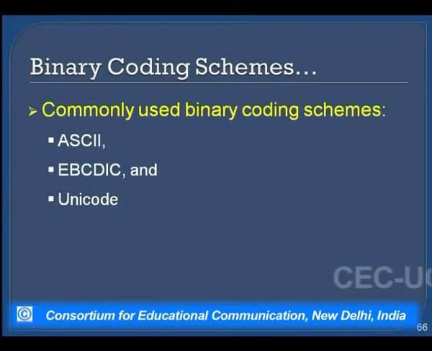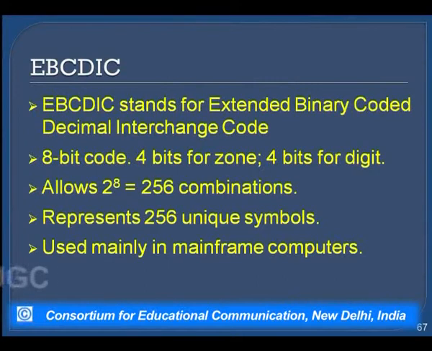We have basically 3 commonly used coding schemes: EBCDIC, ASCII and Unicode. So, we see what these coding schemes mean. EBCDIC is Extended Binary Coded Decimal Interchange Code. This is an 8-bit code which has 4 bits for zone and 4 bits for the digit. Since it is 8 bits, the number of unique combinations is 2 to the power 8, that is 256. So, using the EBCDIC code you can represent 256 unique symbols. This is generally used in mainframe computers.